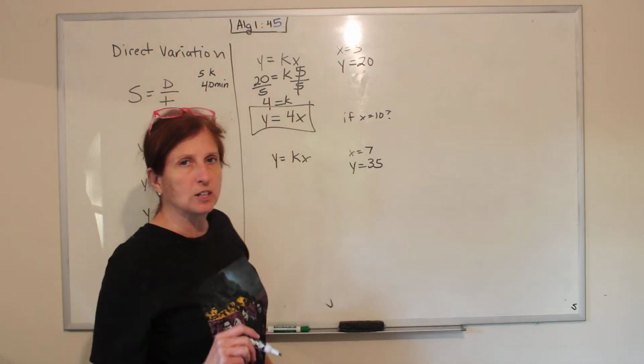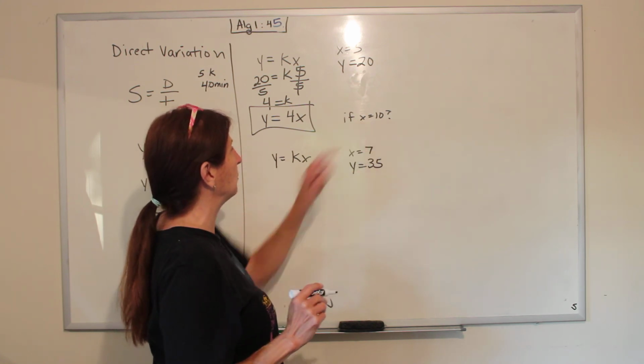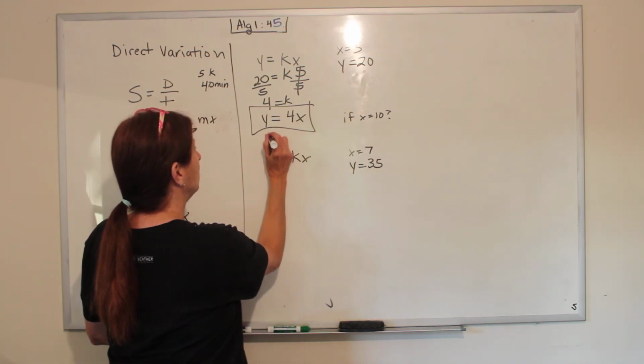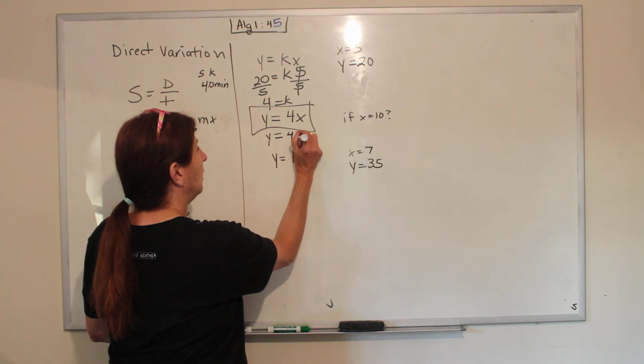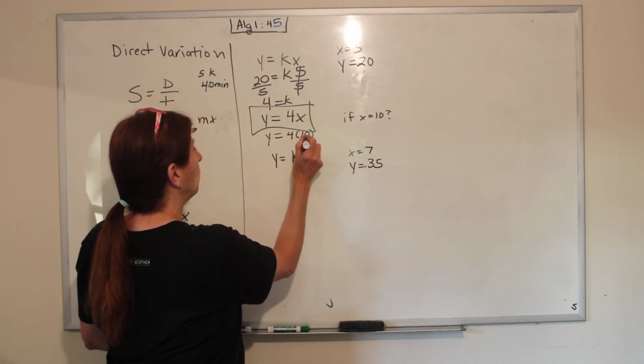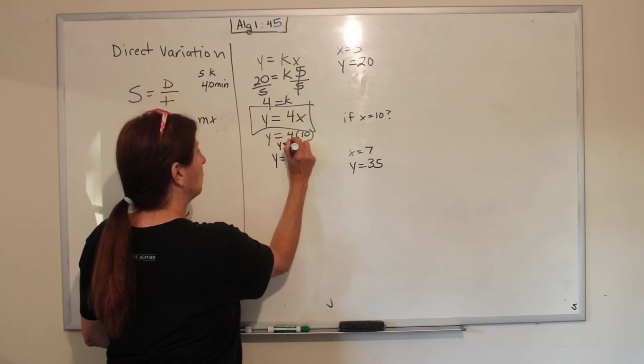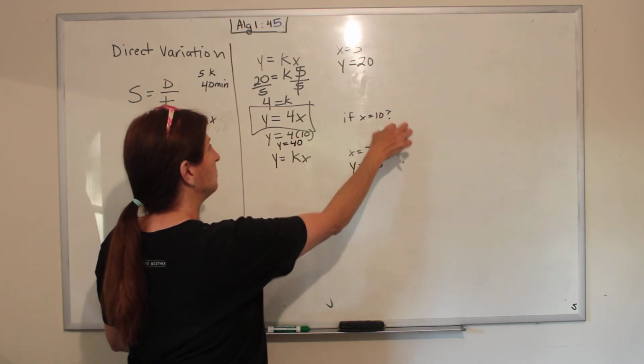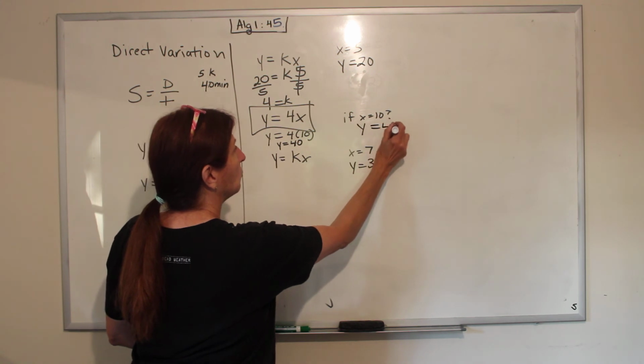And then this question they added, what if x equals 10? Well, if x equals 10, then we could substitute. You need to put in parentheses or otherwise they'll say 410. And 4 times 10, y equals 40. So if x equals 10, y equals 40.